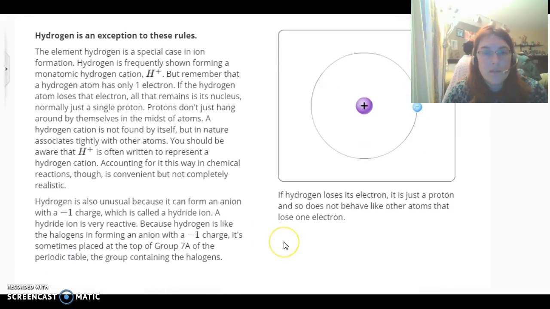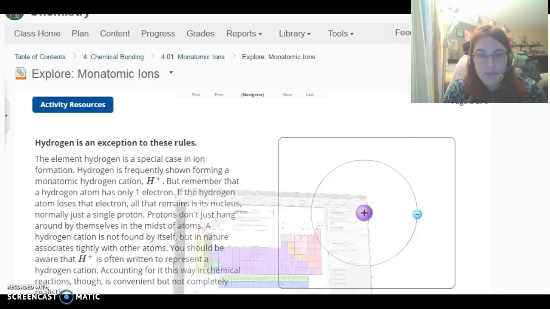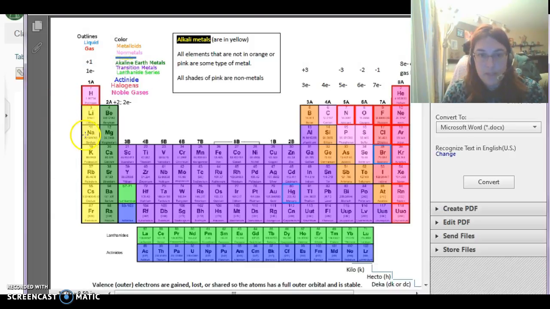Hydrogen is also unusual because it can form an anion with a -1 charge. So hydrogen can lose its electron and then just be a proton, and it's going to attach to something. So then it'd be hydrogen +1, just like lithium in the same group. Lithium's +1, sodium's +1, potassium's +1. So far, that's what you expected.